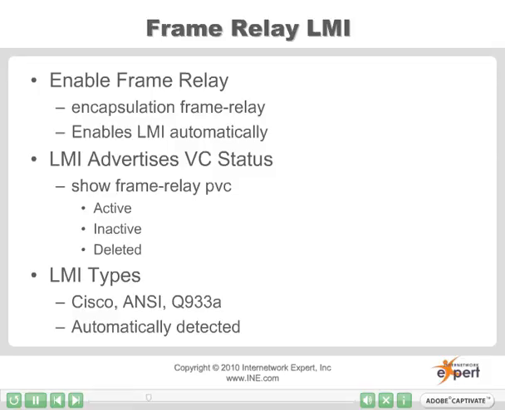And deleted is where our router believes there should be a PVC, but the LMI is saying, no, there's no PVC by that name, and our router output would show it as deleted. So those are the three different show frame relay PVC outputs that we can see in the router. We'll take a look at all those coming up in a quick demo.